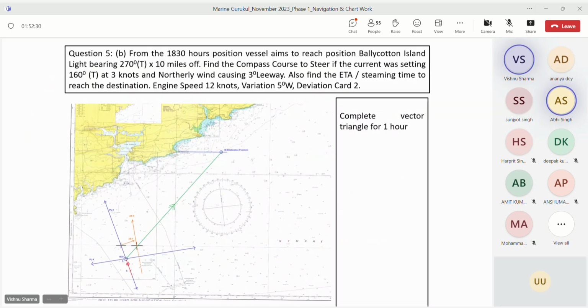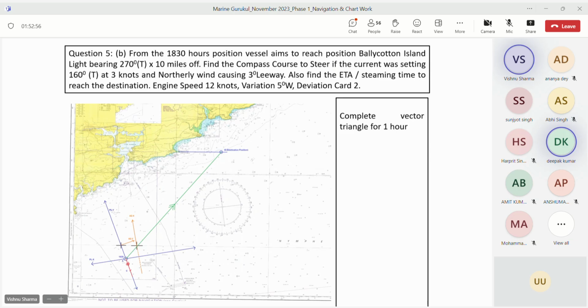Now, what duration should I make the triangle for? Do I have any preference? 1 hour, 2 hours, 4 hours, any preference? Like the last question, I preferred to make it for 2.5 hours. But here, since there is no preference, then we'll make it for 1 hour. Correct. So once you have the set on that, you can mark the rate.